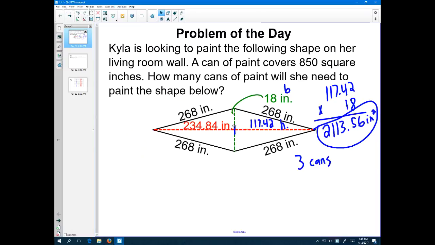How did you paint a wall like that? Maybe it's just a design on the wall. Yeah. You're not painting the whole wall that shape.